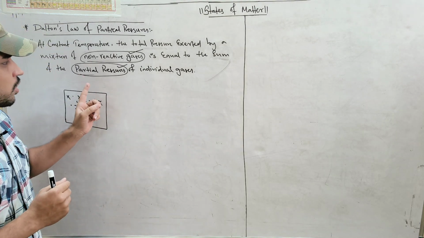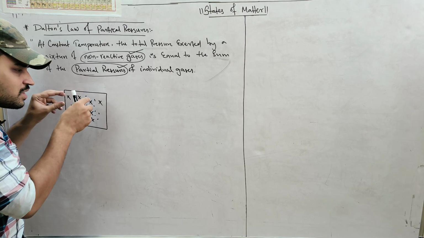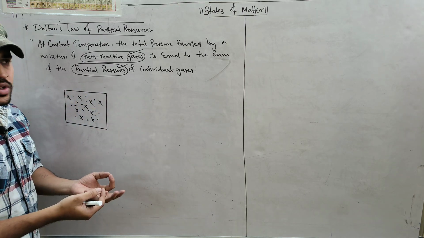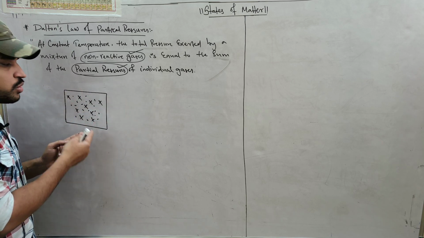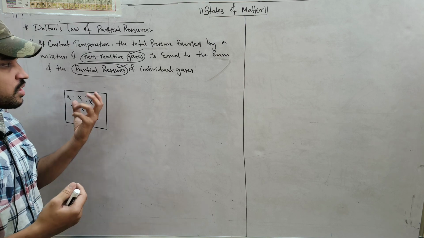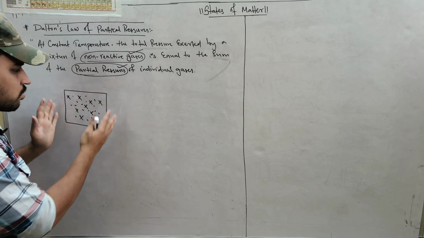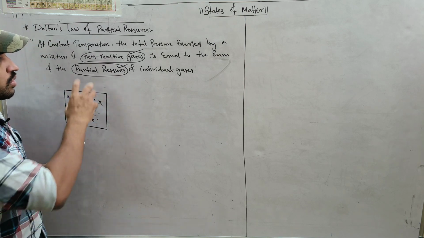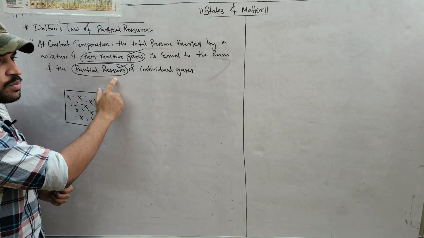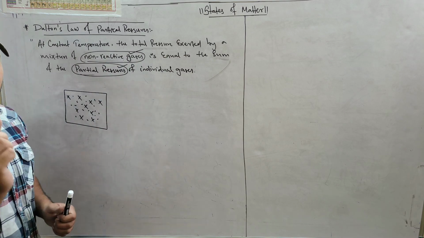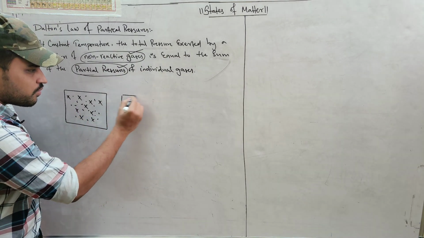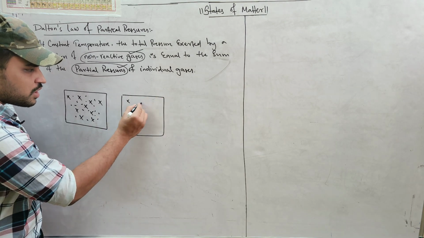First point. Next point, when these two gases have been placed inside a vessel, the amount of pressure they are going to produce is called total pressure. How are they going to produce this total pressure? Because of collisions with the walls of the container, they are going to create a pressure. That pressure is called total pressure in a vessel. That pressure produced in this vessel is equal to the partial pressures of the individual gases.